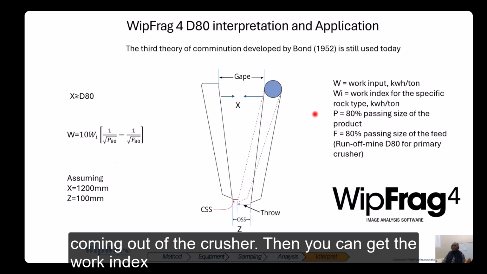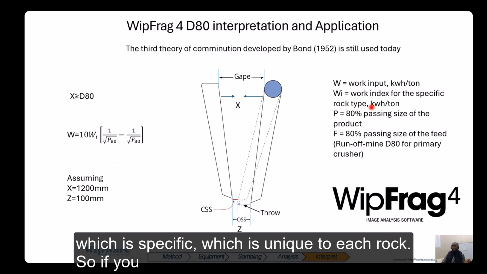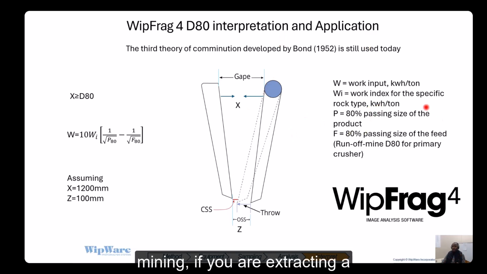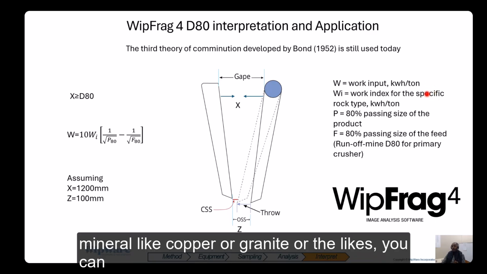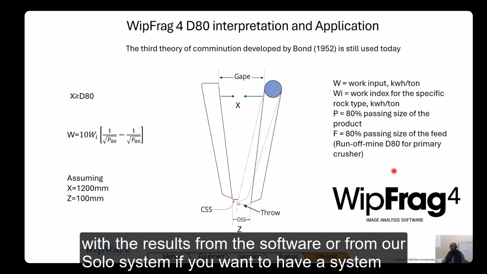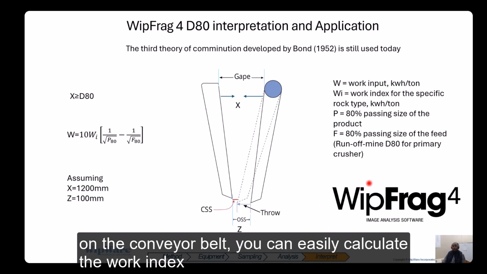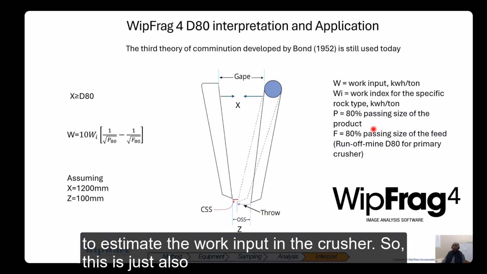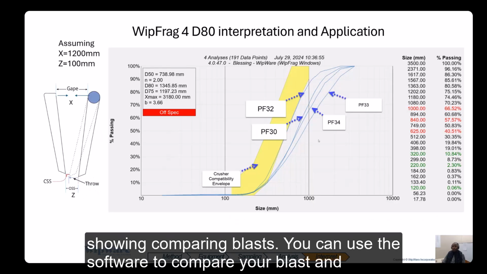Then you can get the work index, which is unique to each rock. So if you are mining, if you are extracting a mineral like copper or granite or the likes, you can get the work index, which is the WI. So when you get the work index with the results from the software or from our solo system, if you want to have a system on the conveyor belt, you can easily calculate the work index to estimate the work input in your crusher.